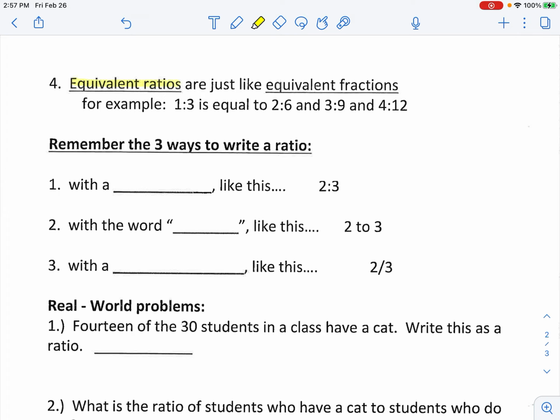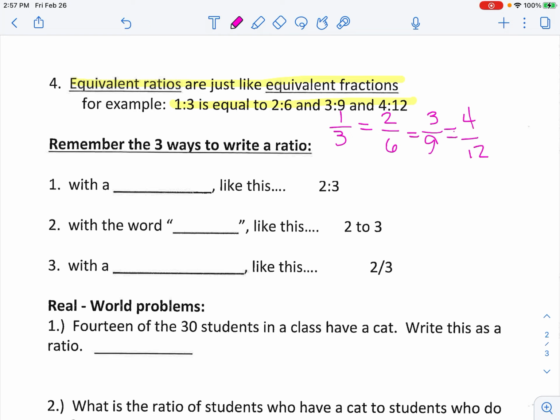Okay, last rule. Equivalent ratios are just like equivalent fractions. So for example, 1 to 3 is equal to 2 to 6, and 3 to 9, and 4 to 12. So if I write these in fraction forms, you guys are going to find out very quickly that my preferred method for writing a ratio is using the fraction bar, because when you do have to reduce a ratio, it's much simpler to reduce it if it looks like a fraction. So 1 to 3 is equal to 2 to 6, is equal to 3 to 9, is equal to 4 to 12. All of those are equal to each other.